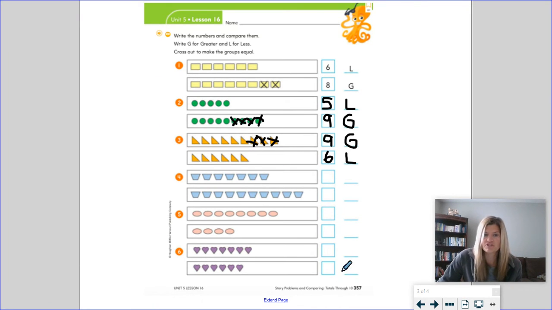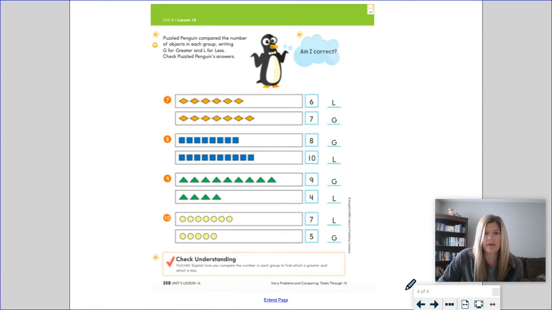Okay, I want you to finish the other 3 problems and then have an adult check your work. Now let's flip over our paper to the back. Oh, look who we see. Who is that? It's Puzzle Penguin. We know Puzzle Penguin makes a lot of mistakes, don't we, kindergartners? And Puzzle Penguin, we have to check his work. That means we need to be the teachers.